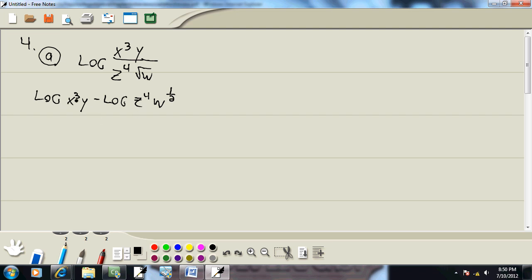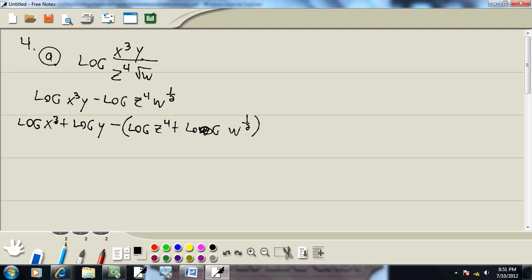Now look at my first log here. The main thing happening is multiplication. X to the third times y. Well, multiplication becomes addition. So this is log x to the third plus log y minus, and I'm going to put a parentheses here because as we rewrite this log, this negative has to affect everything to its right. And the main thing happening here is multiplication. Z to the fourth times w to the 1/2. So multiplication becomes addition. So we got log z to the fourth plus log w to the 1/2.